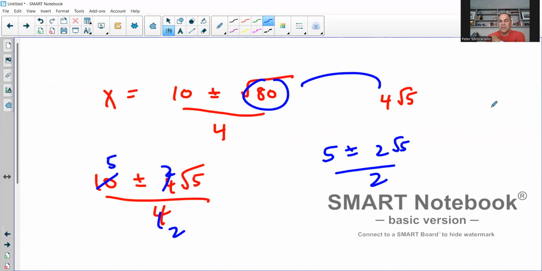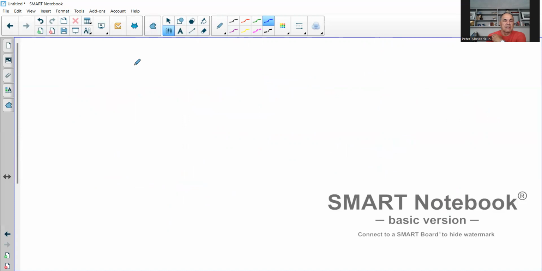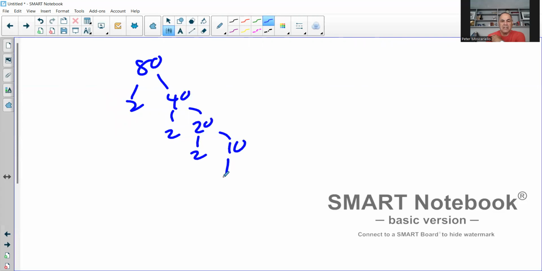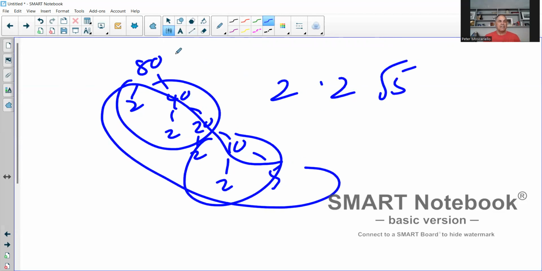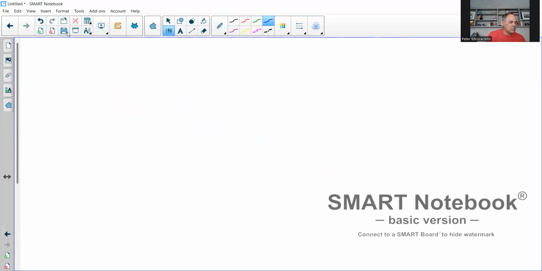How would 80 turn into 4 root 5? Oh, come on, you know this. Sock drawer. 2 times 40, 2 times 20, 2 times 10, 2 times 5. There's the drawer. Pull out 1, 2, pull out another 2, 5's left inside, 4 root 5. All right, moving right along, solve by factoring.